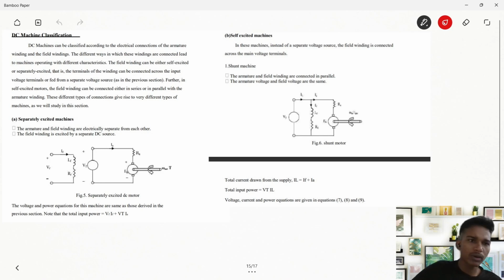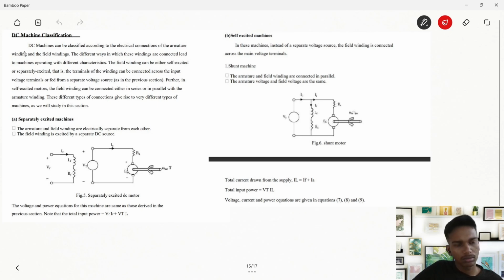We have different types of classifications in these machines, and I have given circuit diagrams for every classification. Just go through these things, and you will be fine.